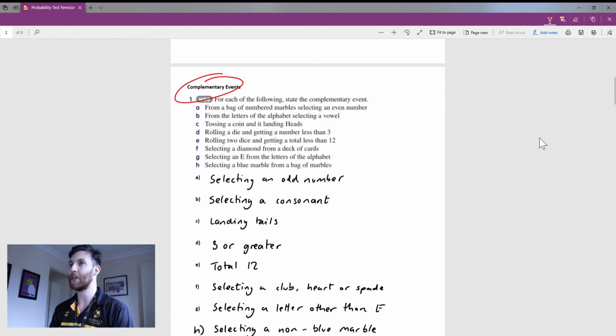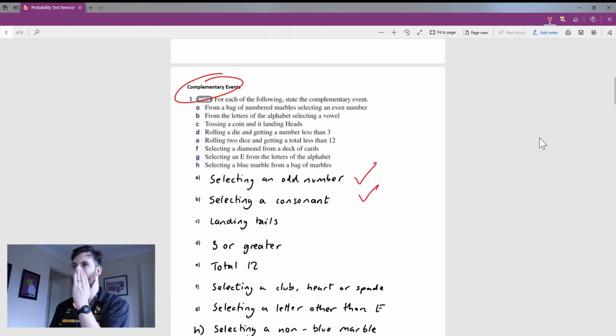So for each of these, we had: what's the complementary event for each of the following? From a bag of numbered marbles, selecting an even number, well, what's every other possible outcome in that situation? Selecting an odd number. For the alphabet, if the event we're looking at is selecting a vowel, the complement is every other letter, which are all the consonants. The rest are on a similar theme, so the complement of heads is tails.